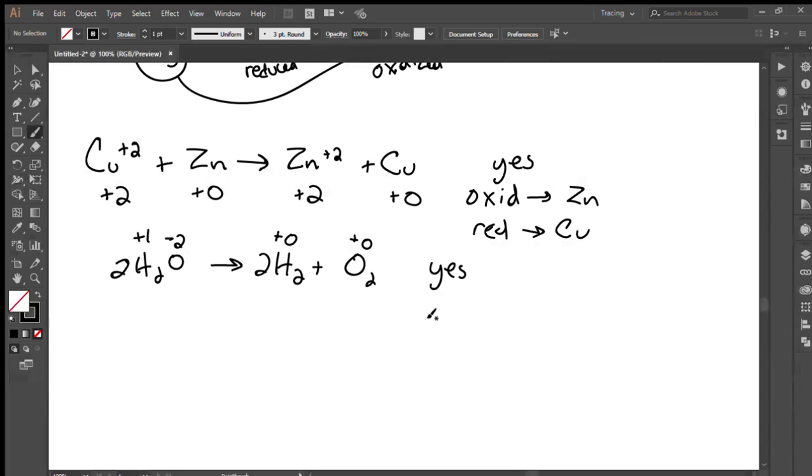oxidation reduction reaction. Oxidized means that it lost electrons. Now it's kind of funny, but you'll rarely see that oxygen is actually oxidized. It can happen, but it's rare. So hydrogen went from a +1 to a 0. So it had to gain an electron to do that. Oxygen went from a -2 to a 0, so it had to lose electrons. So this is one of those strange times when oxygen is actually oxidized.